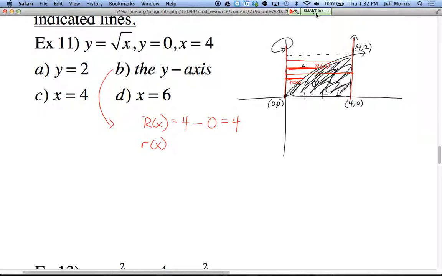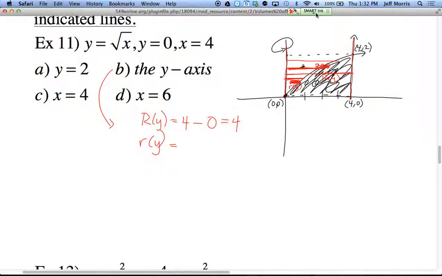But since I'm doing this in terms of y, I screwed up there. This should be in terms of y. This should be r of y. This should be little r of y. And that's the same thing up here. I should fix that. This should be little r of y, and that should be big R. This one right here should be big R of y. Okay? This is in terms of y.